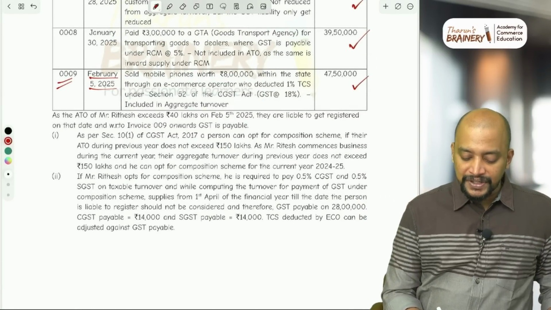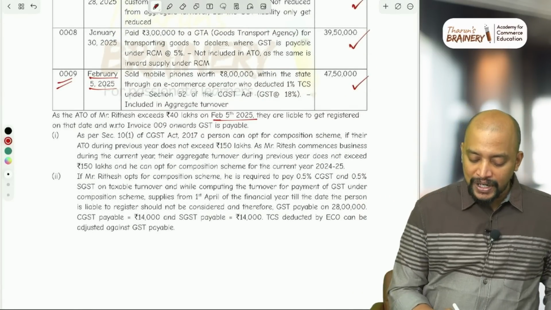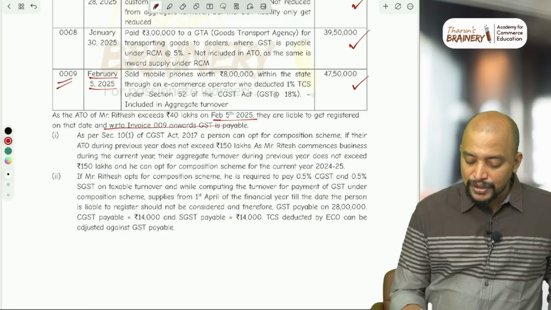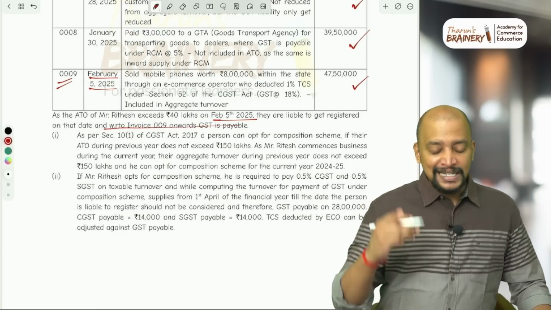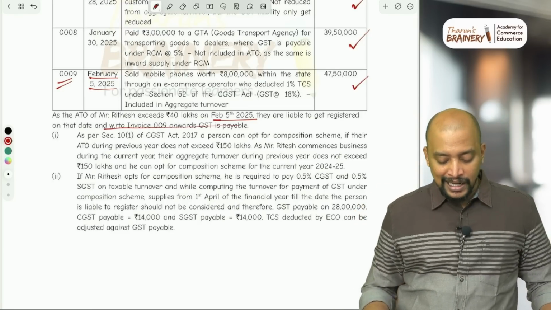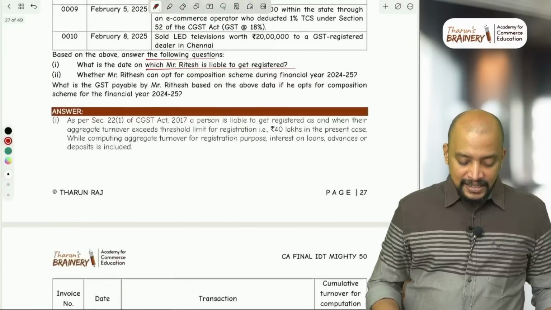As the aggregate turnover of Ritesh exceeded 40 lakhs, they are liable to get registered on that date, and with respect to invoice 009 onwards, GST will be payable. Okay, and that is the answer for this.